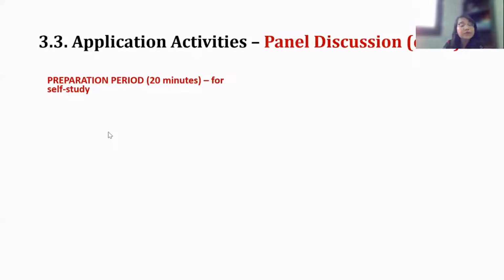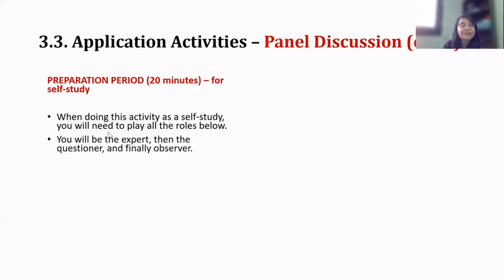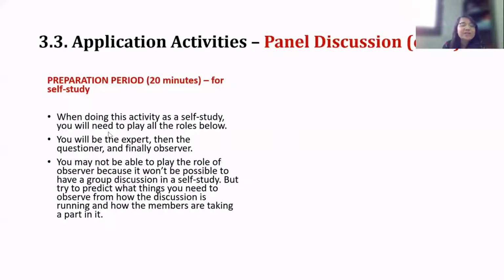And now let's move to the instruction for panel discussion for those who are using this material for a self-study. When doing this activity as a self-study, you will need to play all the roles, right? You will be the expert, the questioner, and the observer too. Well, you may not be able to play the role of observer because it won't be possible to have a group discussion in a self-study, right? But try to predict instead. Try to predict what things you need to observe from how the discussion is running and how the members are taking part in it. So you may visualize it or predict it.